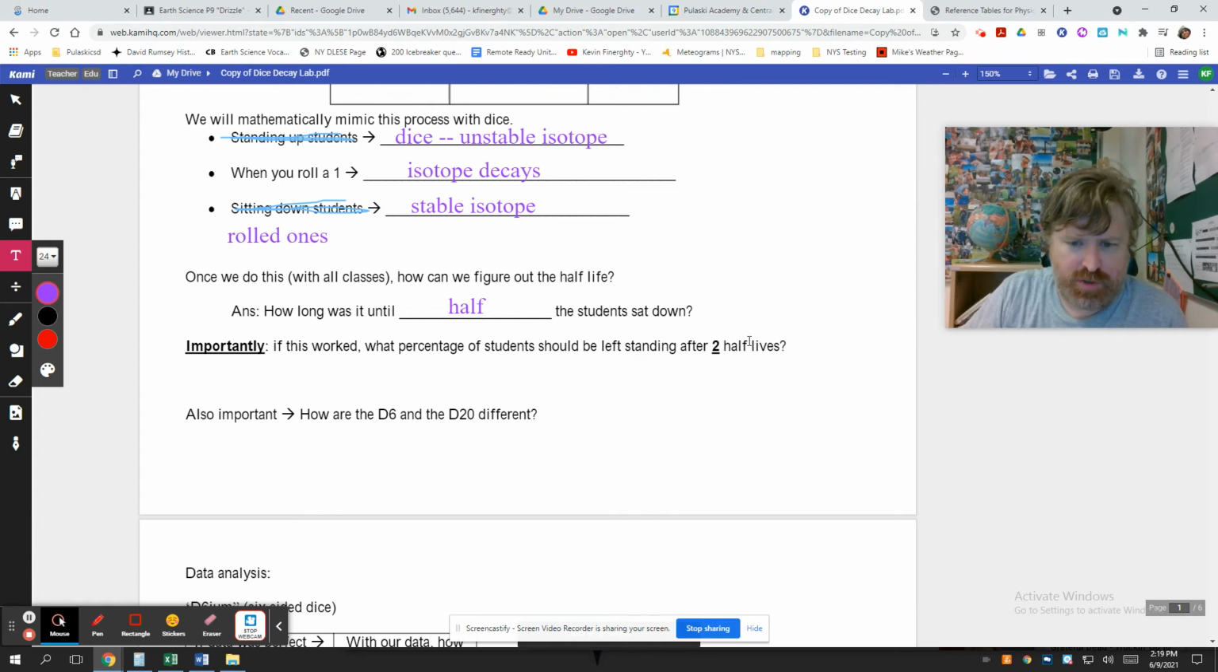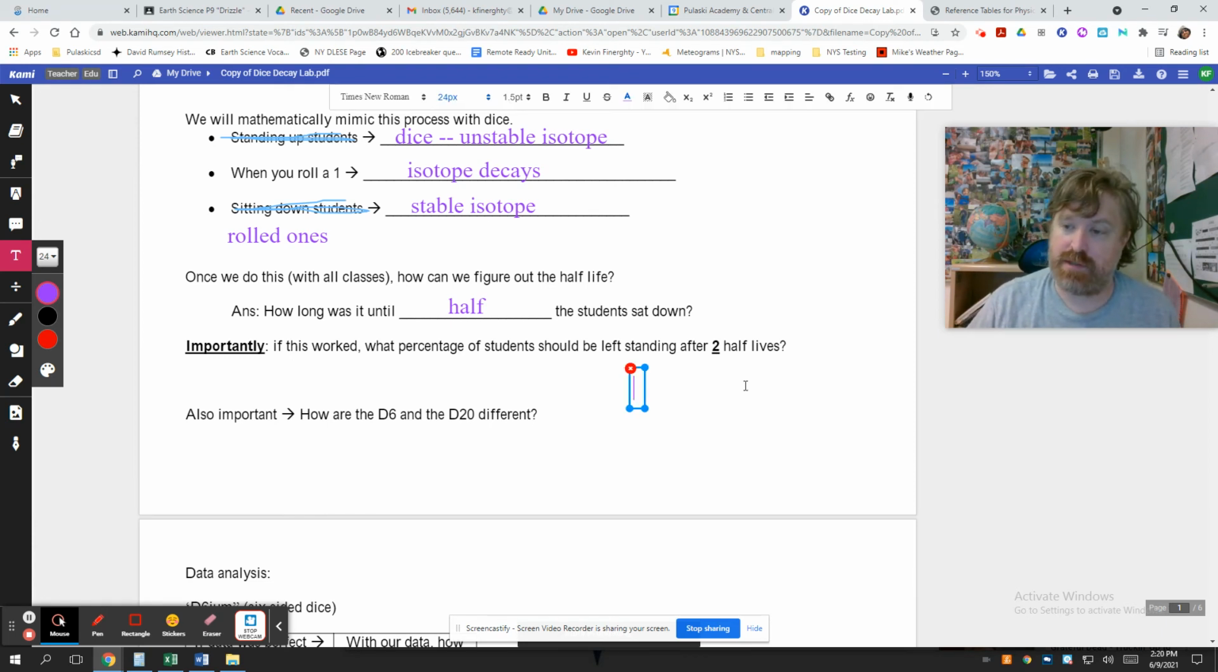If this worked, what percentage of students would be left after 2 half-lives? That's a great question. What do you think? After 0 half-lives, I've got all of them. After 1 half-life, I've got 50%. And what some people think is, okay, the second half-life, then you get rid of the other 50%. Is that true? Shouldn't be the case. If you get rid of half each time, you start with 100%, you get rid of half of it, you're down to 50%. You get rid of half again, and you are down to 25%.